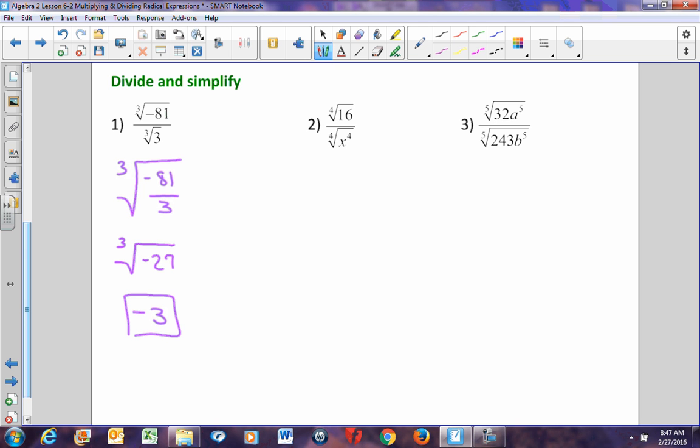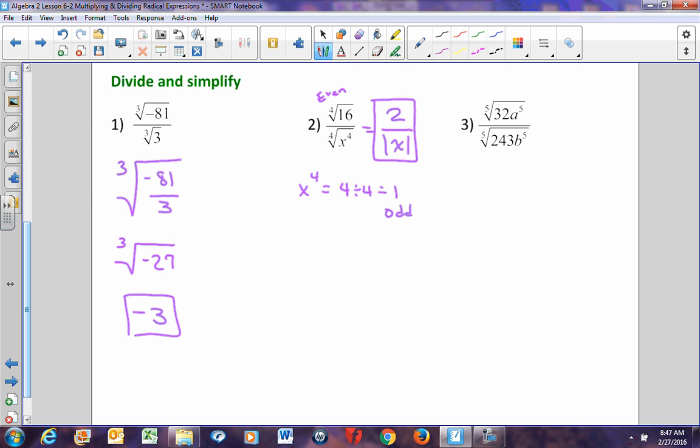Number 2, we have this fourth root of 16 over the fourth root of x to the fourth. I don't need to put this together because I can just simplify it. I look at this and say, oh, the fourth root of 16. 16 is 4 times 4, and 4 is 2 times 2, so the fourth root of 16 is 2. And if I have x to the fourth, that's going to be 4 divided by 4, which is 1. Since I'm taking an odd number out of an even root, I need the absolute value symbol. Don't forget that. Okay, so it's 2 over the absolute value of x.